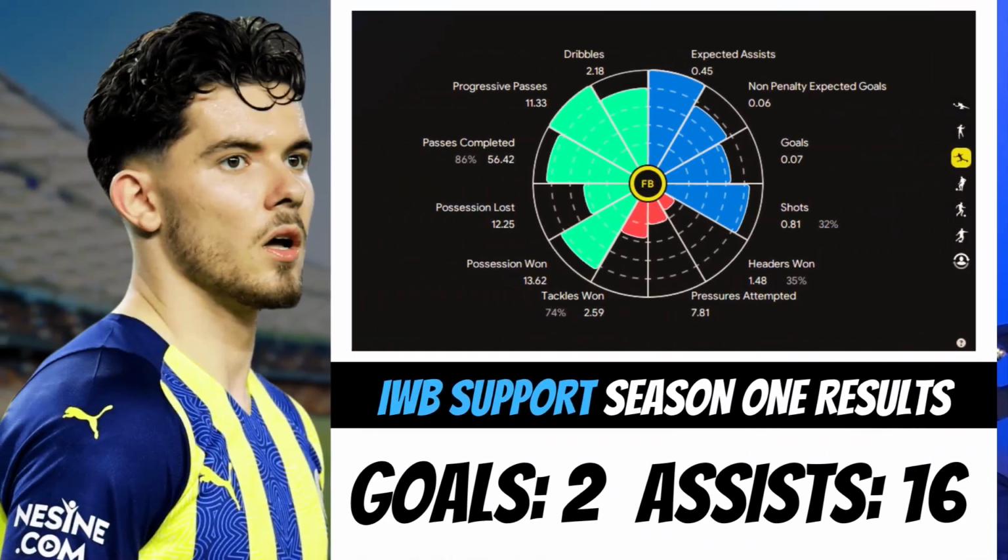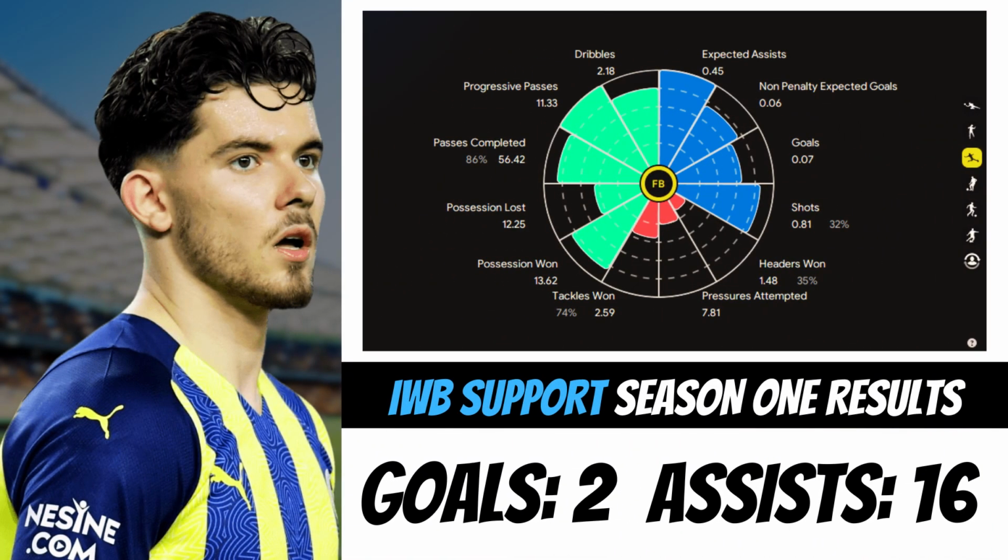And that first role that we're going to look at out of the other 2 is the support role, which was with Ferdi Kadıoğlu of Fenerbahce. So in test number 1, he ended up scoring 2 goals and getting 16 assists. But you can look at those progressive pass numbers. You thought that Trent's were impressive. His are even better, and he is completing more dribbles and had a better pass completion as well.